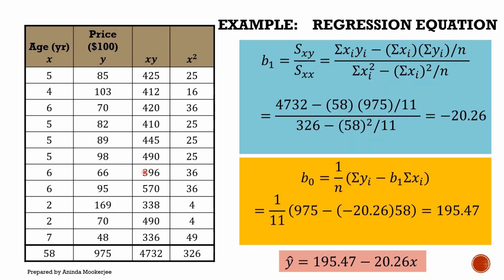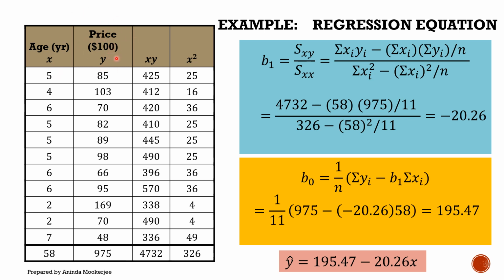Now here's the example problem on Orion cars, which we introduced before. We have here in this table a sample of 11 cars presented with their ages, and the Y value represents the selling price of each car. So X represents the age in years, and Y represents the price in hundreds.